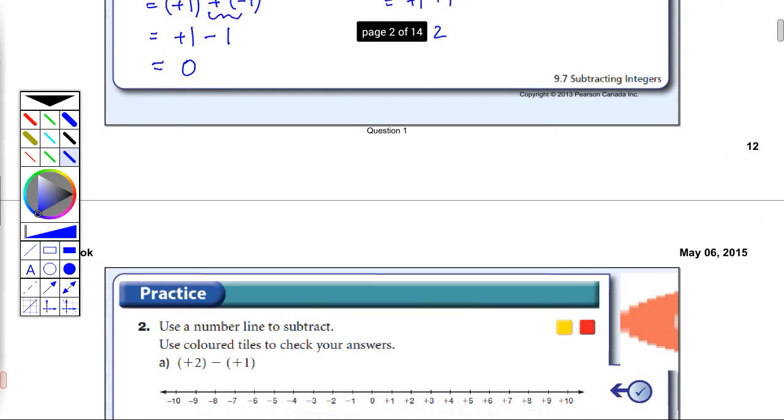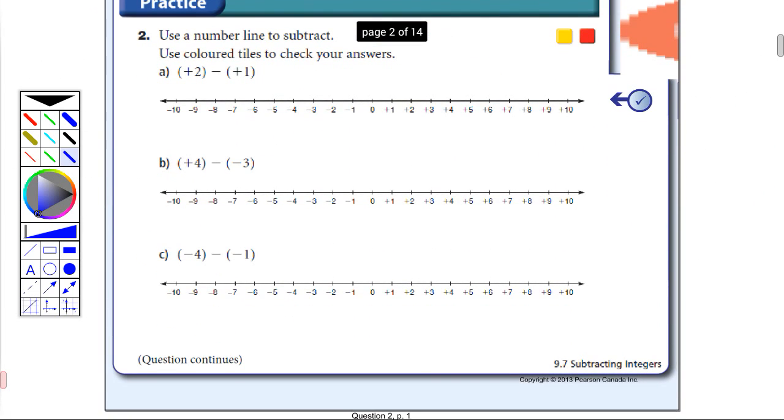Let's look at number 2. Use a number line to subtract. We're going to skip the using colored tiles. So we have plus 2. We start at 0 and we go plus 2 to the right. Subtract positive 1. Well, I'm going to rewrite that. How do I rewrite this? I have a minus plus, so I'm going to have plus 2, and when I have different signs, minus and plus, it turns into a negative. So I'm really solving plus 2 minus 1. Then I go minus 1, and that is going to equal plus 1 because that's where I end up over here.